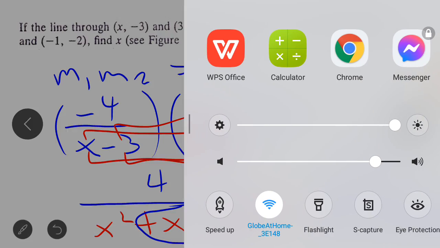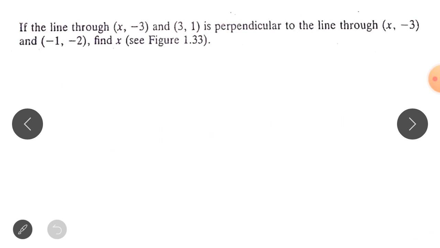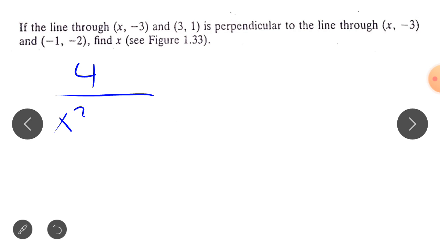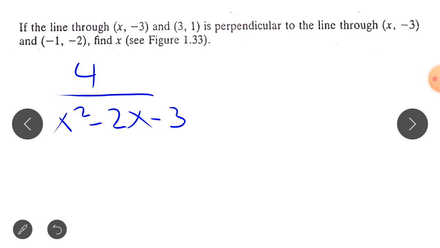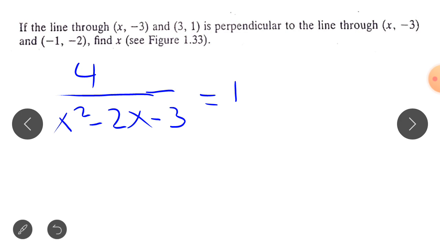This is not yet the answer because our task is to find x. So we now have 4 over x squared minus 2x minus 3 equals negative 1. All you need to do is to put a denominator of 1 here, then cross multiply.